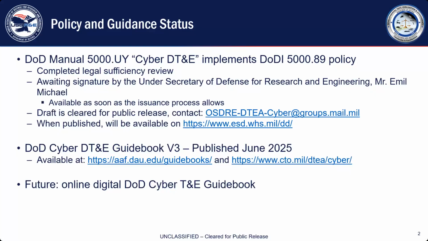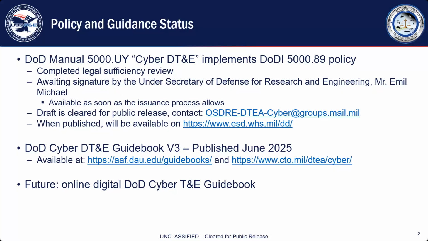And my organization, the Office of the Undersecretary of Defense for Research and Engineering, has developed the DoD Manual 5000.UI. It doesn't have a number yet because it's still going through the issuance process, but it is the manual to implement cyber developmental test and evaluation policy that's outlined in DoDI 5000.89. The manual is still in legal sufficiency review. There has been some progress with the legal team in OSD. So it's in the queue for the final review by the lead lawyer, is what I'm told.